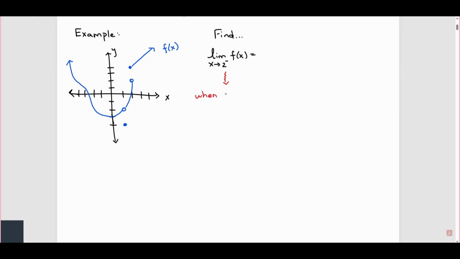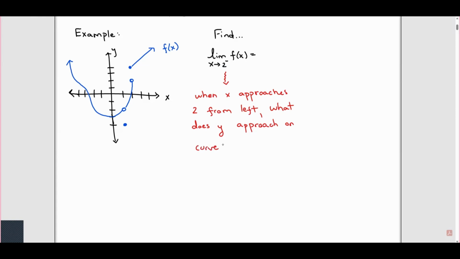When x approaches 2 from the left, what am I actually looking for? I want to know, what does the y value approach on my curve? So what does my y value approach on the curve? At least that gives you the idea of what you're actually looking for when you try to figure out this limit.